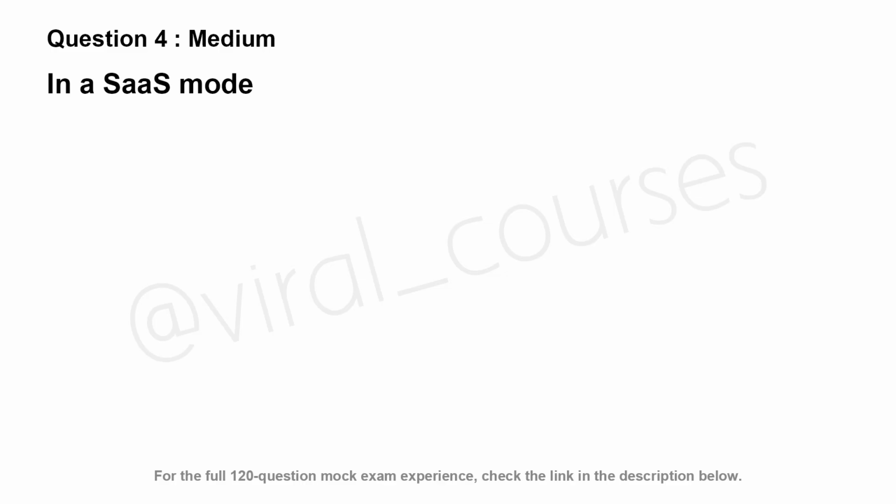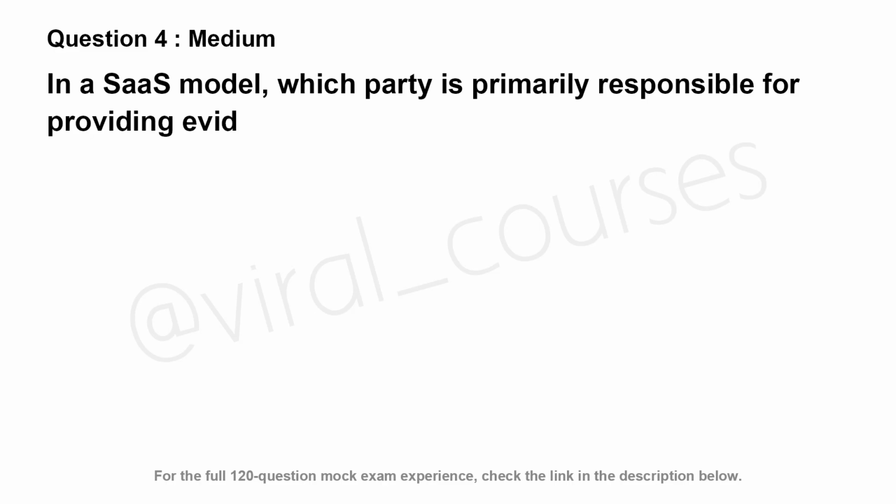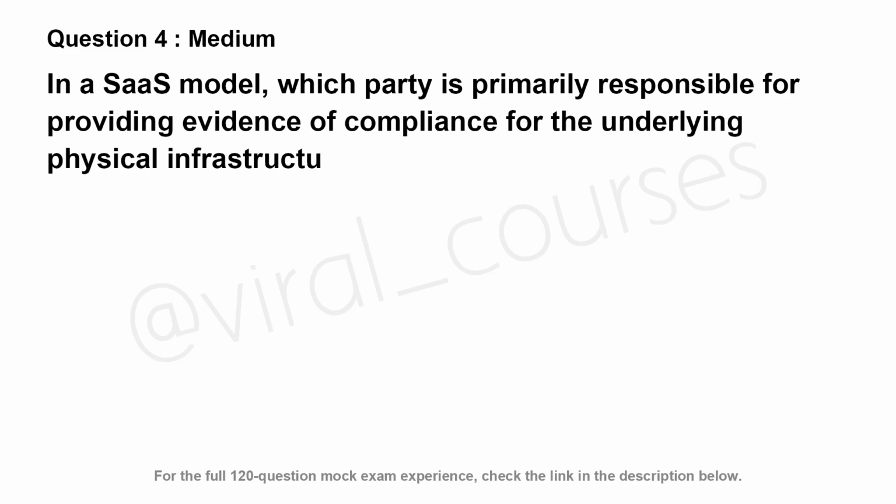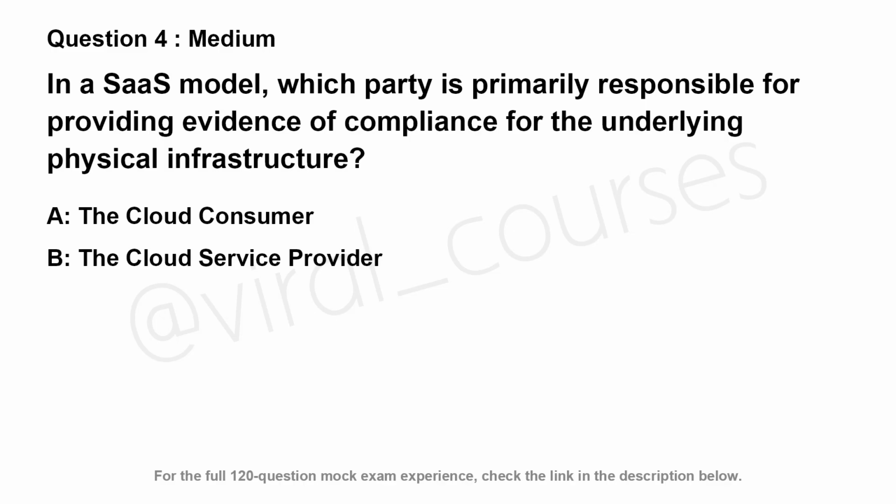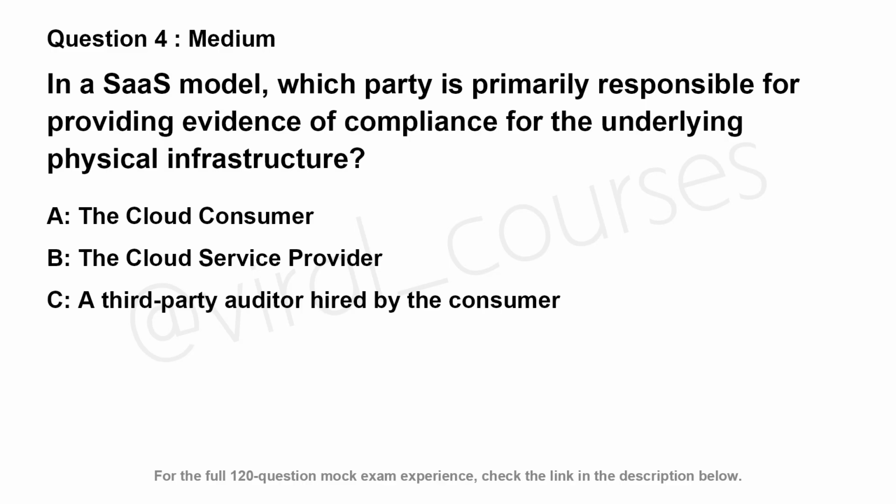In a SaaS model, which party is primarily responsible for providing evidence of compliance for the underlying physical infrastructure? Option A. The cloud consumer. Option B. The cloud service provider. Option C. A third-party auditor hired by the consumer. Option D. The hardware manufacturer.